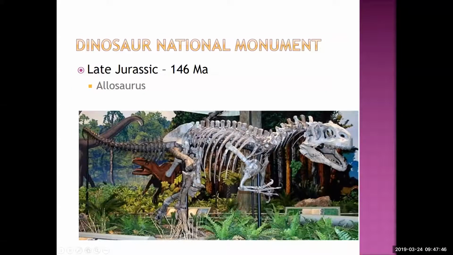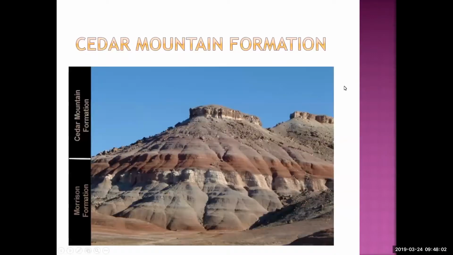And there's many famous fossils at Dinosaur National Monument. You might recognize Allosaurus here from the late Jurassic, 146 million years ago. These were the dominant predators of the time. Then we can go up the formation to Cedar Mountain, the Cedar Mountain Formation, which is above the Morrison Formation. Here's the Morrison Formation. Here's the Cedar Mountain Formation.